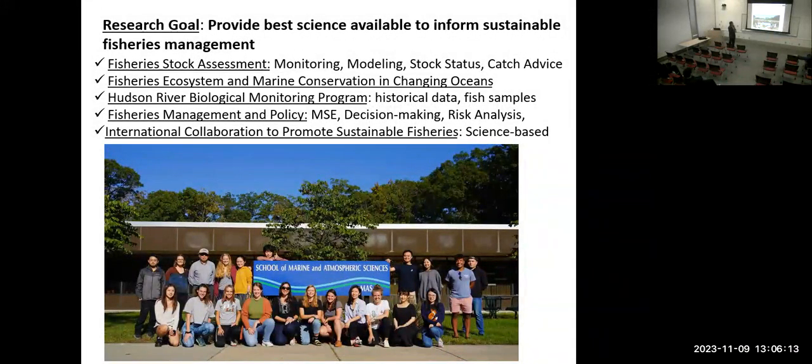And then we are also engaged in management and policy development. I'm sitting on a lot of NOAA's committees, and basically look at how we can make decisions and management regulations based on solid science. And my lab also runs an international collaboration program, trying to promote sustainable fisheries, more focused on the science-based. So we work with a lot of different countries, and those programs are mostly funded by foundations. Those are some of the members of my lab.